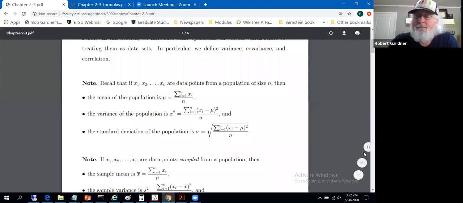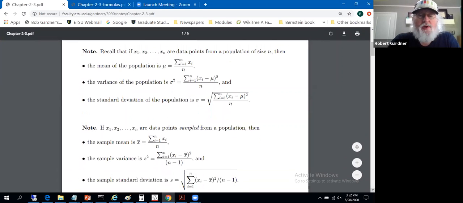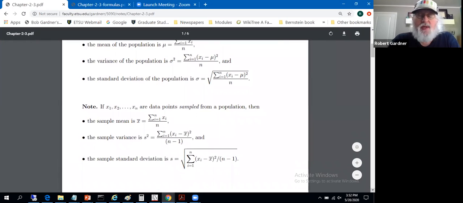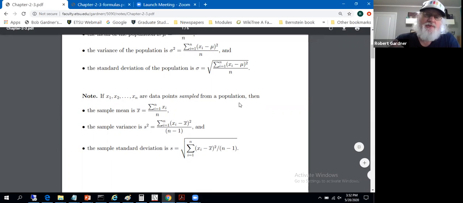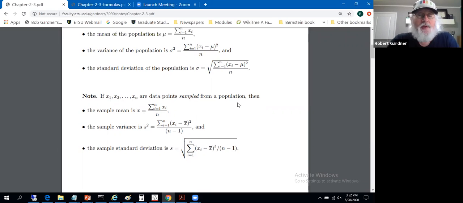Now, we'll primarily deal with this from the perspective of a sample from a population, a sample of size n, in which case we have x1 through x sub n as data points sampled from a population. I don't know the population size, I know the sample size. Then we have the sample mean, x bar, being the same as what we had above. We sum those values and divide by the number of values.